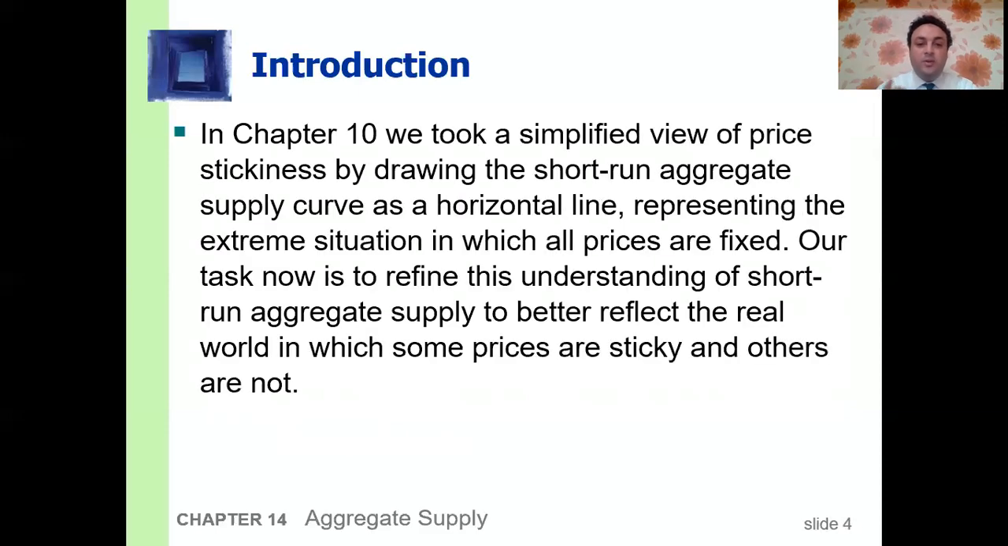So in chapter 10, we took a simplified view of price stickiness by drawing the short-run aggregate supply curve as a horizontal line, representing the extreme situation in which all prices are fixed. Okay, so our task now is to refine this understanding of short-run aggregate supply to better reflect the real world, in which some prices are sticky and others are not.